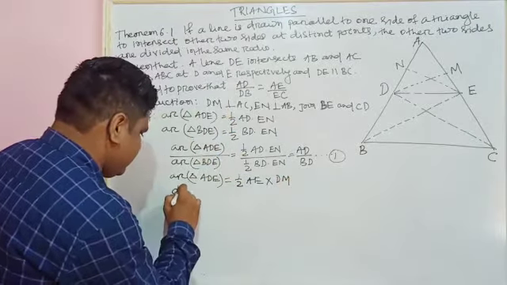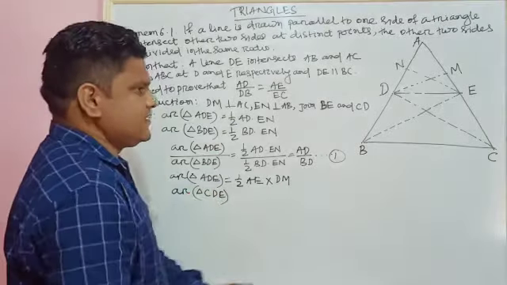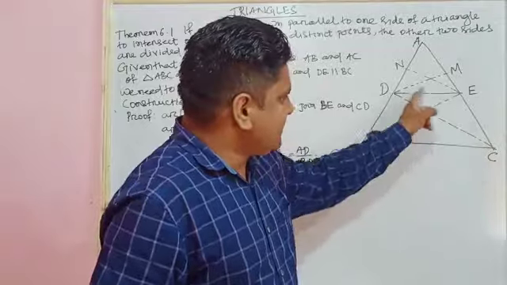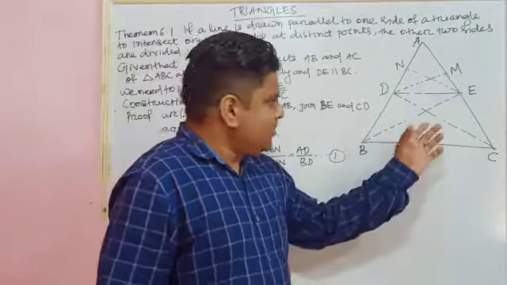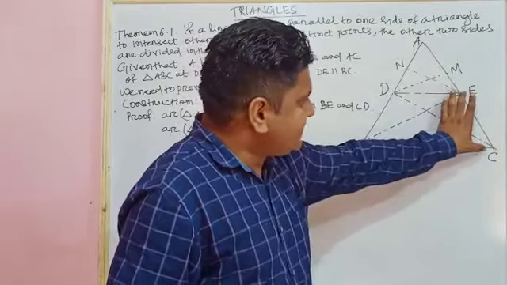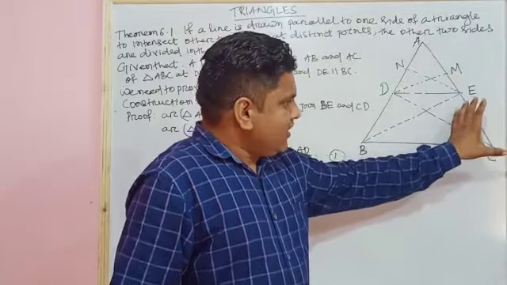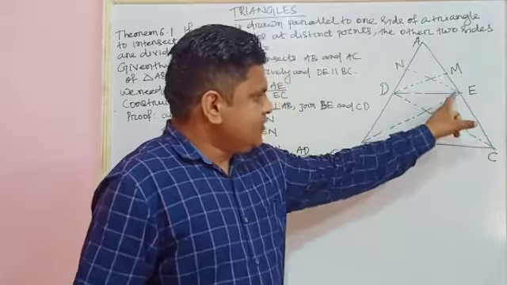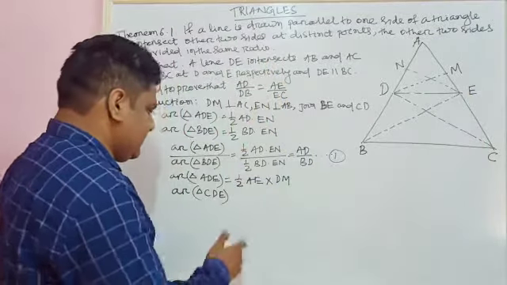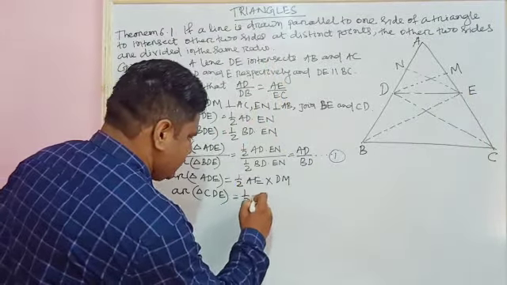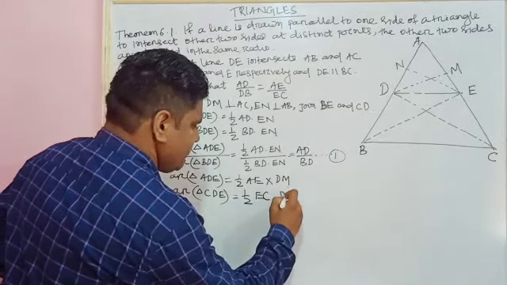and area of triangle CDE, take this. Let's see triangle CDE. In this case, angle E is an obtuse angle. So perpendicular from D on the side CE will be outside the triangle. It will be DM. So area of triangle CDE will be half into EC into DM. Let's write this. It will be equal to half into EC into DM.